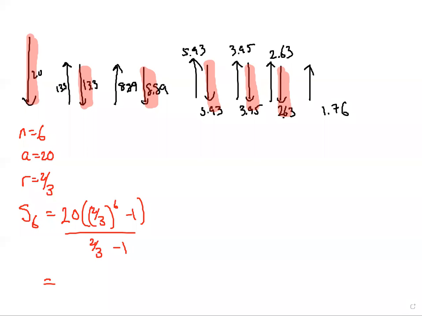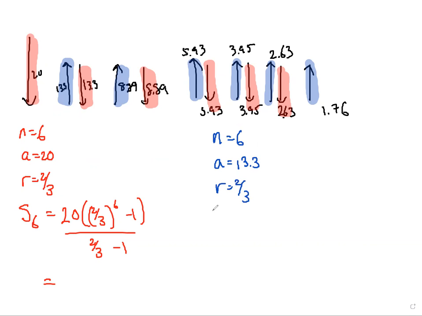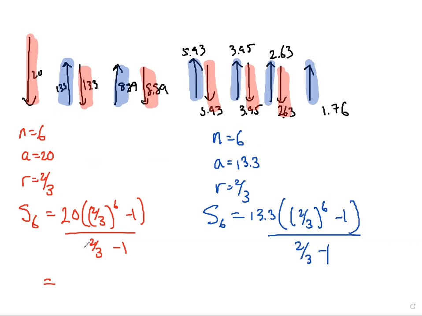At the same time, we have to consider the up arrows. That's up. This is up. That is up. That is up. That is up. And that is up. Okay, consider it. This one, there's 6 blue arrows. But what's my starting value this time? It's a 13.3. And my ratio, of course, is still 2 over 3. So the sum of the up arrows is 13.3 times 2 over 3 to the power of 6 minus 1 over 2 over 3 minus 1.